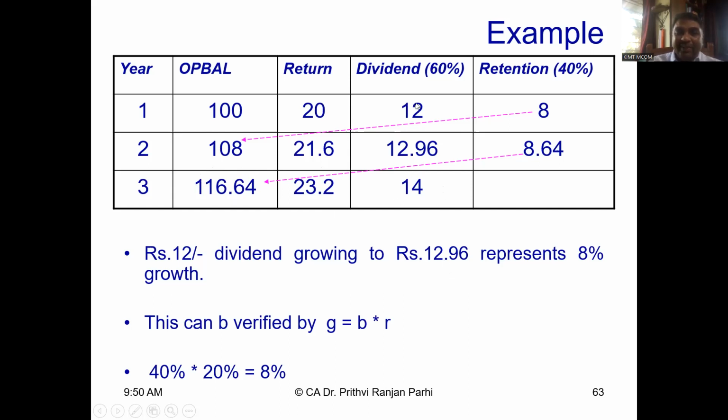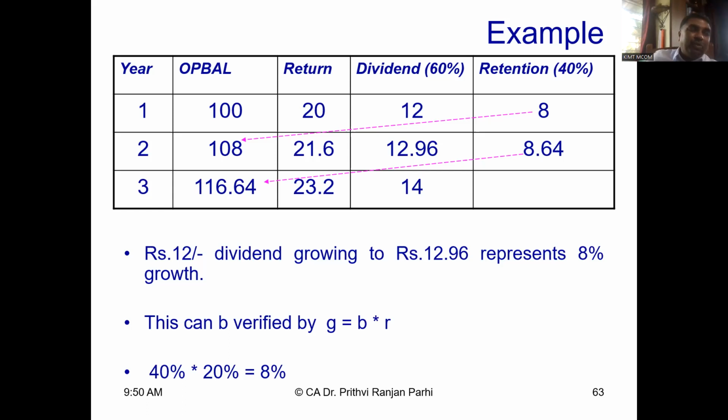If you see, the dividend is growing from 12 to 12.96. The 12 rupees dividend is going to 12.96. That represents 8% growth. And by applying this formula, we'll also be computing that 8%. That is B into R. Retention ratio is 40%, our return on equity is 20%. 20% of 40% comes to 8%.